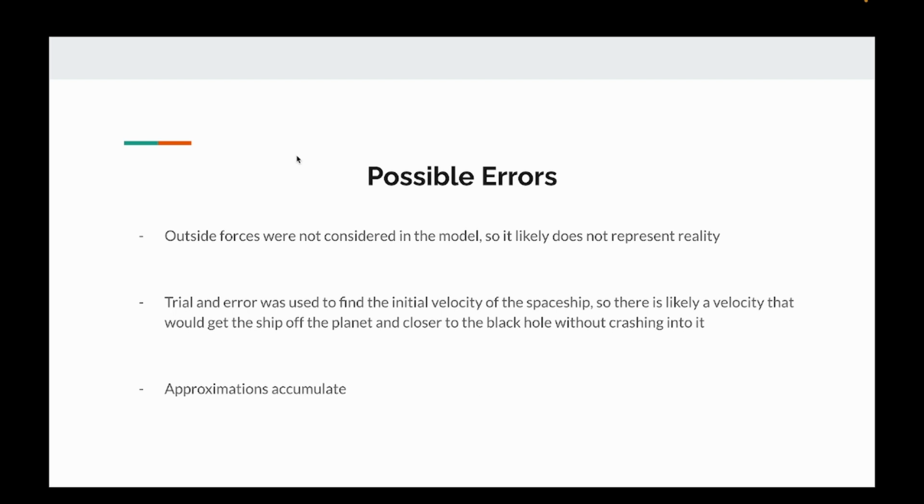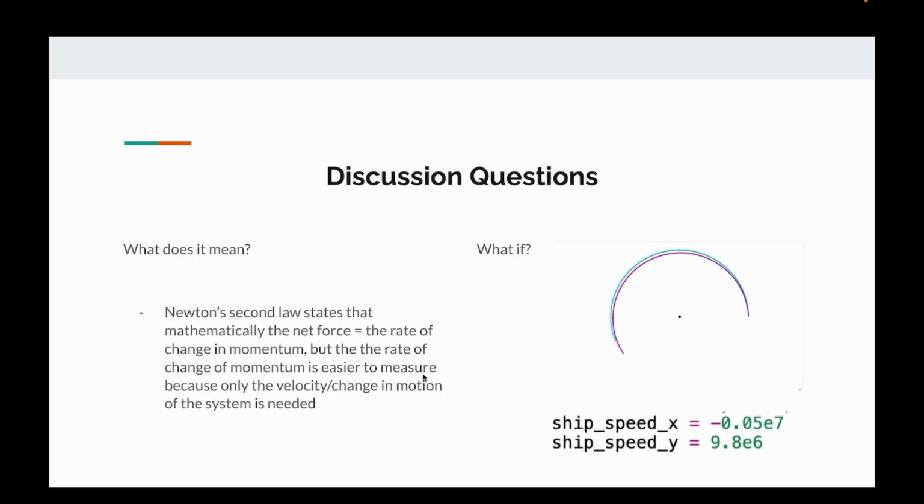So, some possible errors. Outside forces were not considered in the model, so it likely does not represent reality. In reality, there's lots of asteroids and other bodies and other planets, and even other stars sometimes rotating in a galaxy. Trial and error was also used to find the initial velocity of the spaceship, so there's likely a velocity that would get the ship off the planet that is closer to the black hole without crashing into it. In addition, approximations accumulate through the iterations, which can lead to bigger errors.